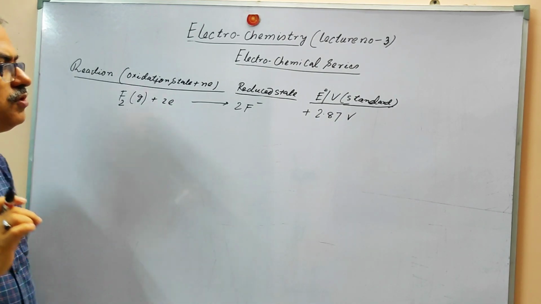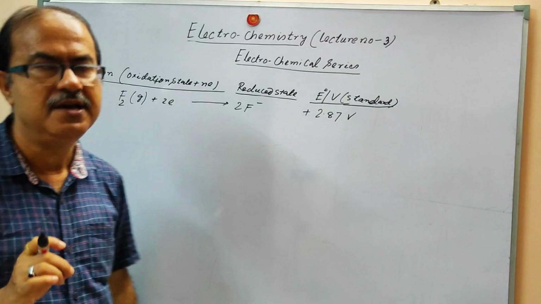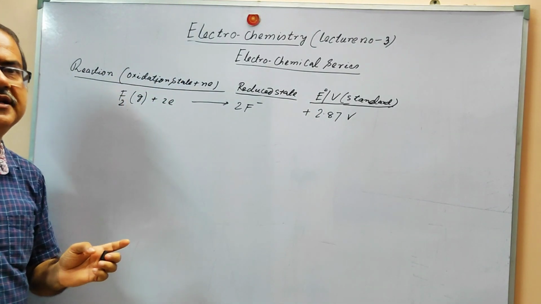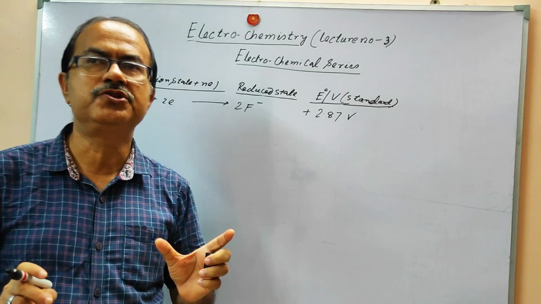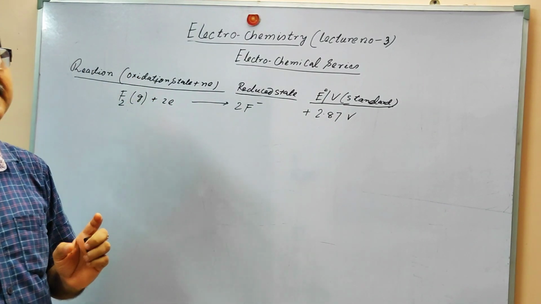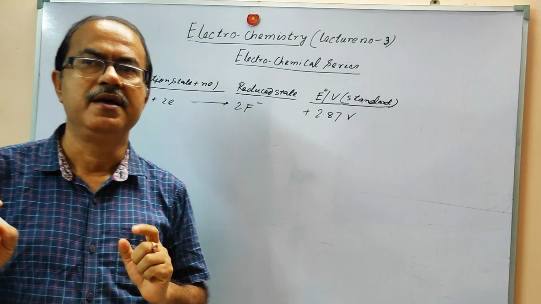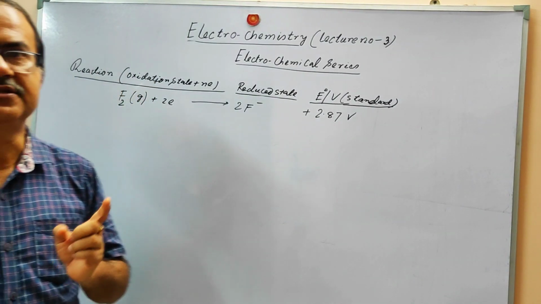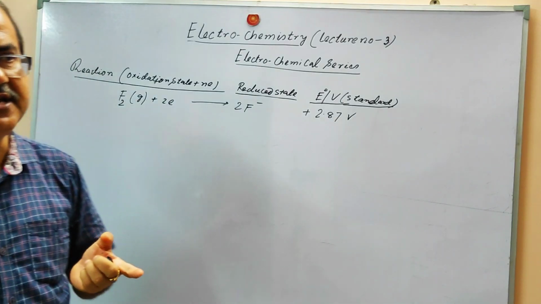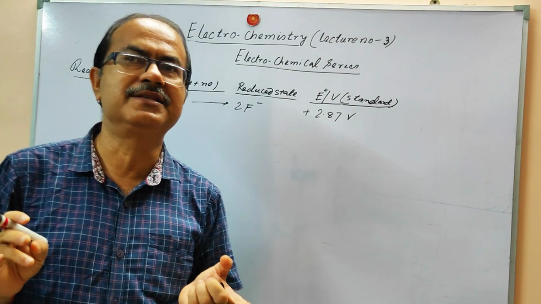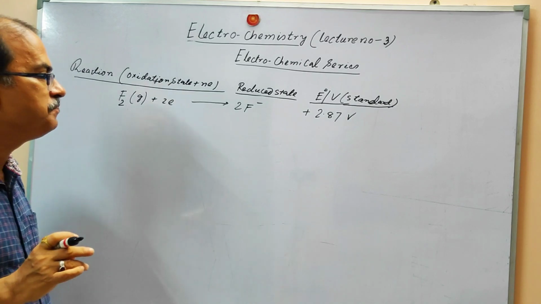We know that two types of potential arise in the galvanic cell. On the left-hand side is the anode, where the oxidation potential is there, and on the right-hand side is the cathode, where the reduction potential is there. But for the sake of clarity and to make it easy, both potentials are represented as the reduction potential.